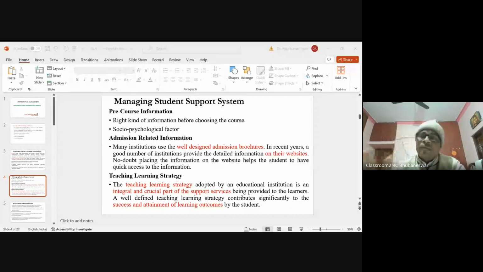If you want to develop your professional practice, you should always frequently conduct action research. Therefore, you can develop your teaching learning strategy. Gradually it will be improved.